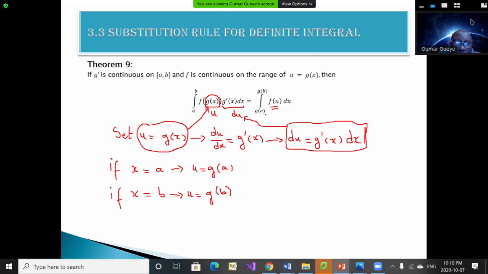Just keep in mind how to decide which function is u. It is always your inner function, because you have the composite of two functions. In the case of a composite of two functions, you have an inner function and an outer function, and your inner function g is always your u. Okay? Any question?